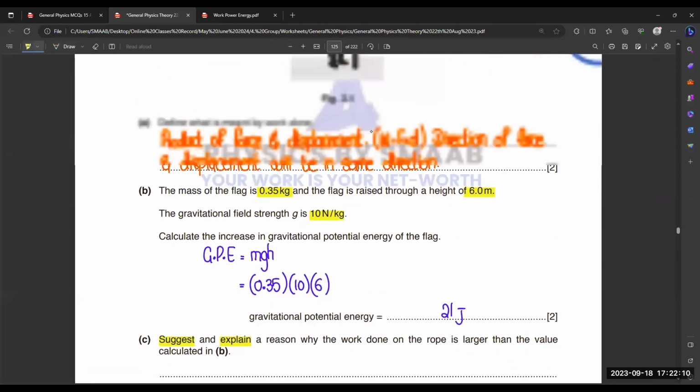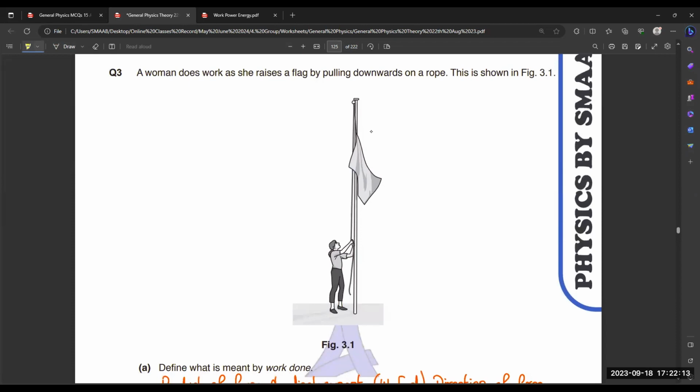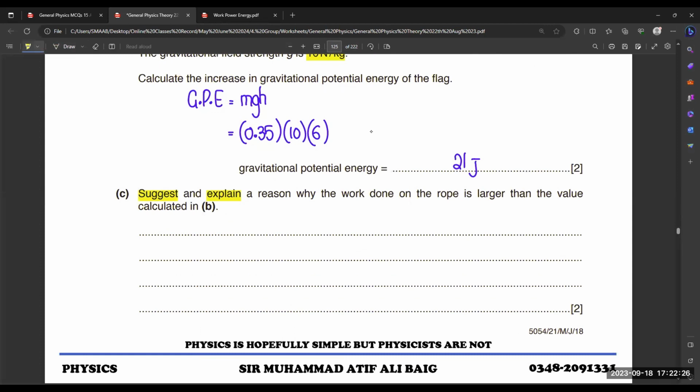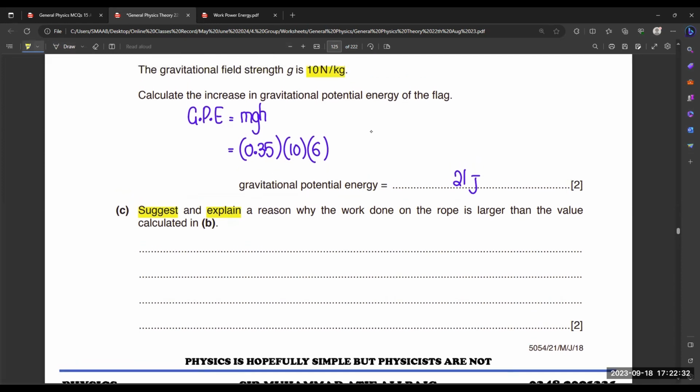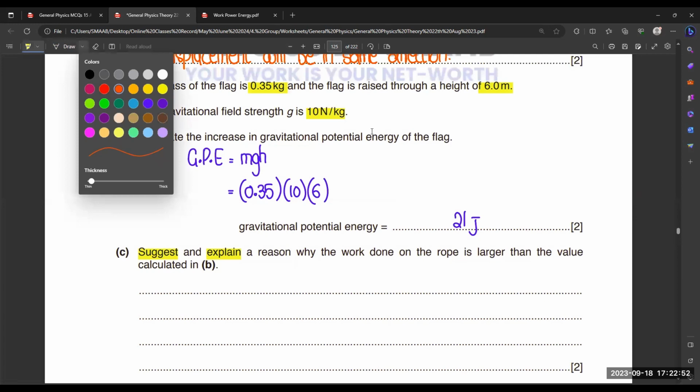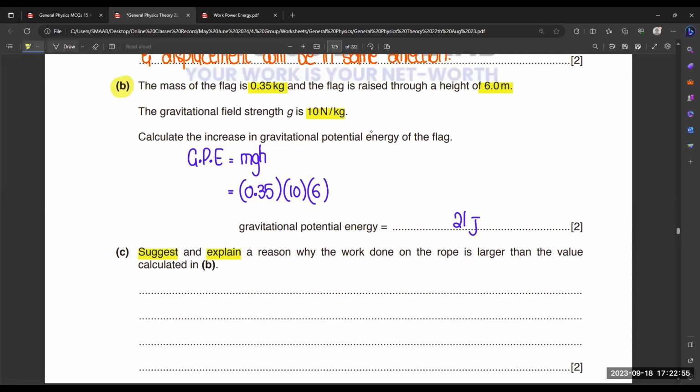Basically, this is the full question, and in the diagram, if you want to take a reference, you take it from the diagram, because the first part is just a definition. There is nothing hidden in that. So basically, we calculated the value 21 joules, and we know the law of conservation of energy, that energy can neither be created nor destroyed, right? So they are saying that your work done should be equal to 21 joules, right? Because energy remains conserved. But they are asking why the work done on the rope is larger than the value we calculated in part B, that is 21 joules. In simple words, they are asking why your work done will be greater than 21 joules.